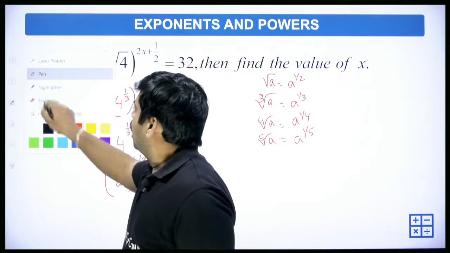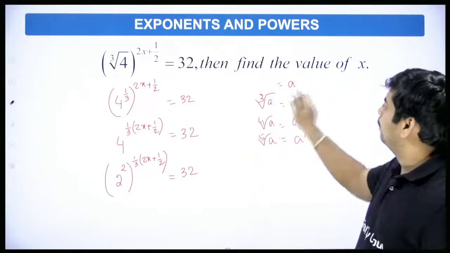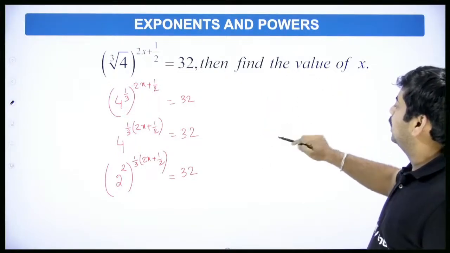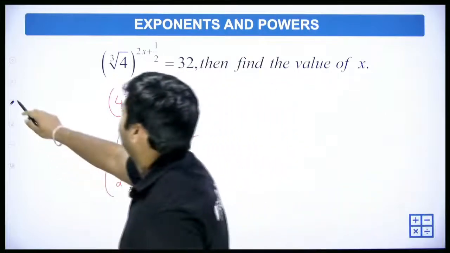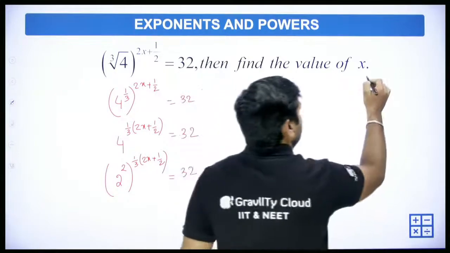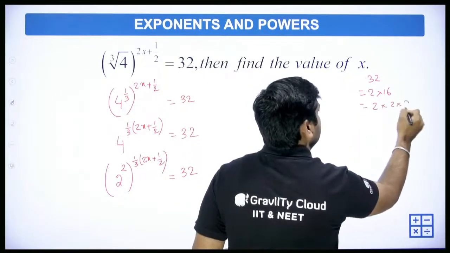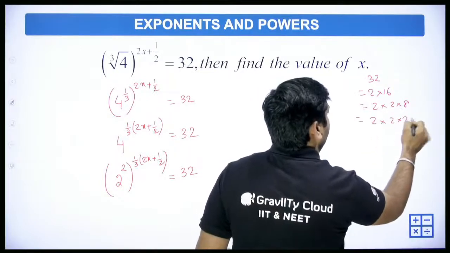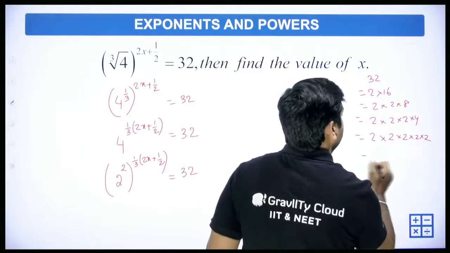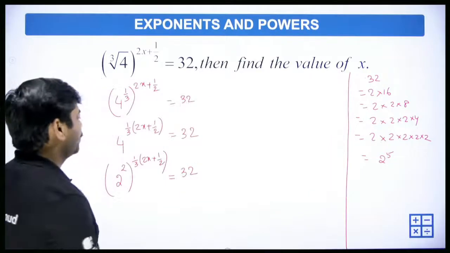So now, how to write 32 so that we can compare the bases? We can equate the bases and compare the remaining things. So you know 32 is 2 power 5. I'll tell you how. 32 is 2 into 16, which is 2 into 8, which is 2 into 2 into 4, and again 2 into 2 into 2 into 2 into 2, which is 2 power 5. 32 is 2 power 5, correct?